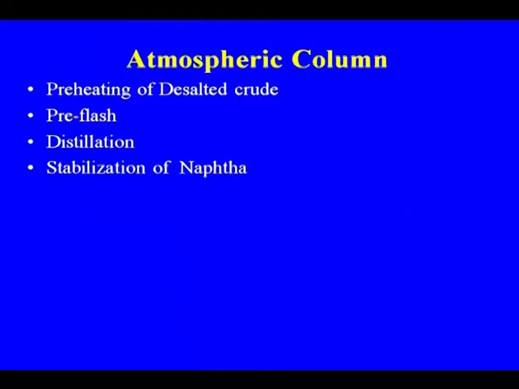So, in the atmospheric column, what is happening? The preheated desalted crude goes to the pre-flash section of the distillation column, and then there is stabilization of the naphtha, because the light gases, especially LPG, have to be removed from the light naphtha. The light naphtha then becomes what we call straight-run gasoline, which goes to the gasoline pool.